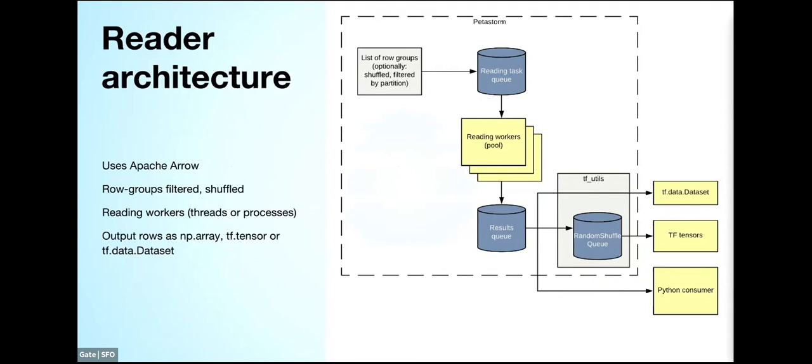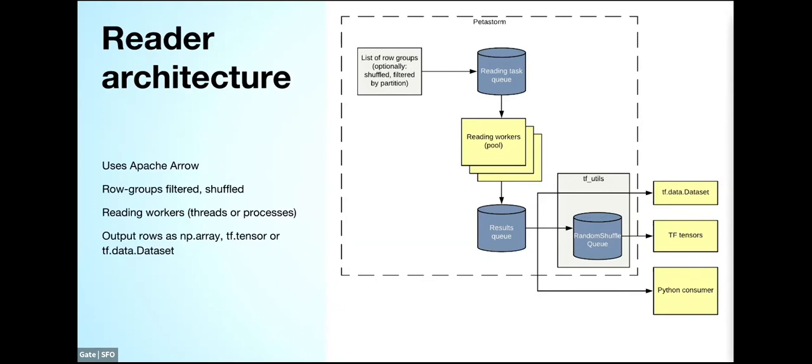We have our own worker pool for decoding the data. You can configure the worker pool to be either a thread pool or a process pool, depending on what kind of data you have. The optimal answer could be different. These multiple workers load different parts of your Parquet store. Each one loads a row group, decodes the data, filters it, and writes the result to the result queue.